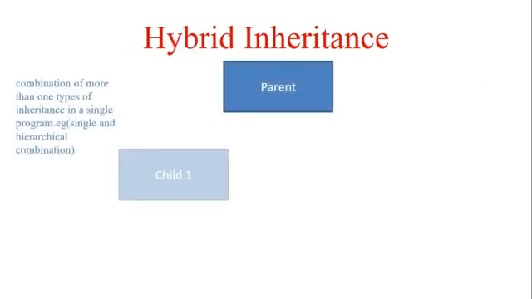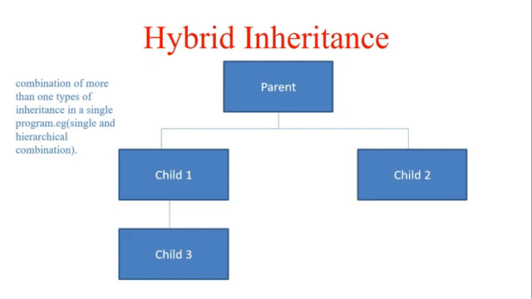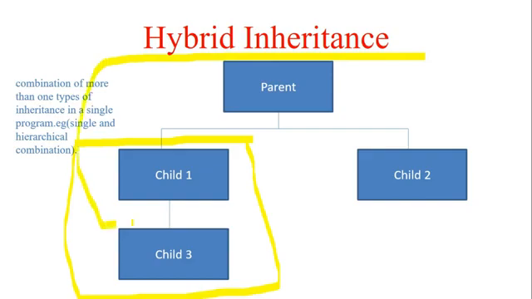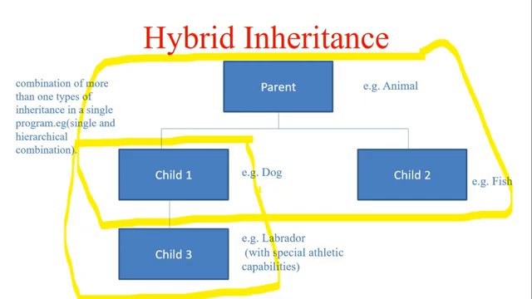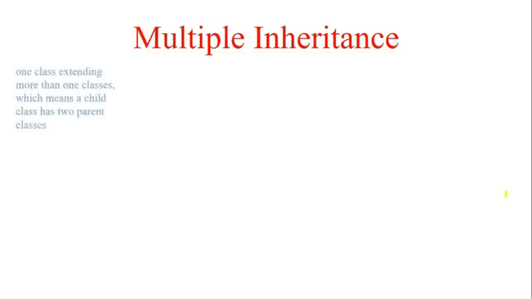The next is hybrid, which is nothing but a combination of 2 or more types of inheritances in Java. For example, this is the single inheritance type I have told you about, animal and dog, and this is nothing but hierarchical inheritance where you have the hierarchy being created, and this is the hybrid one, which is the combination of both. Say for example, animal, dog, Labrador and fish. So dog and Labrador have one type of inheritance, and animal, dog and fish have another type of inheritance. So this is hybrid, a mix of both.